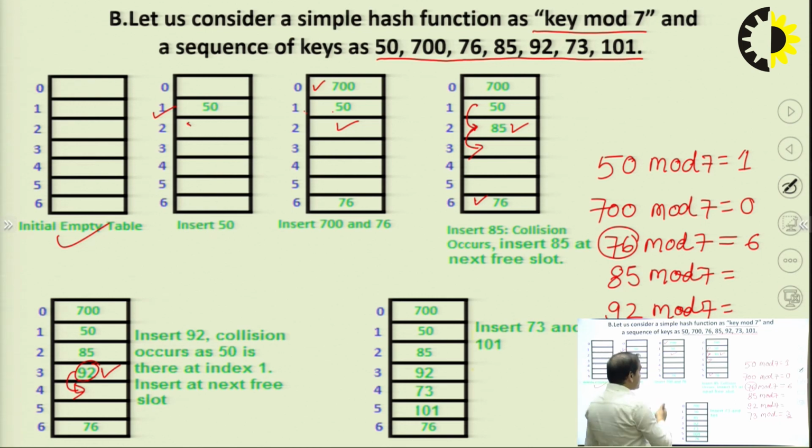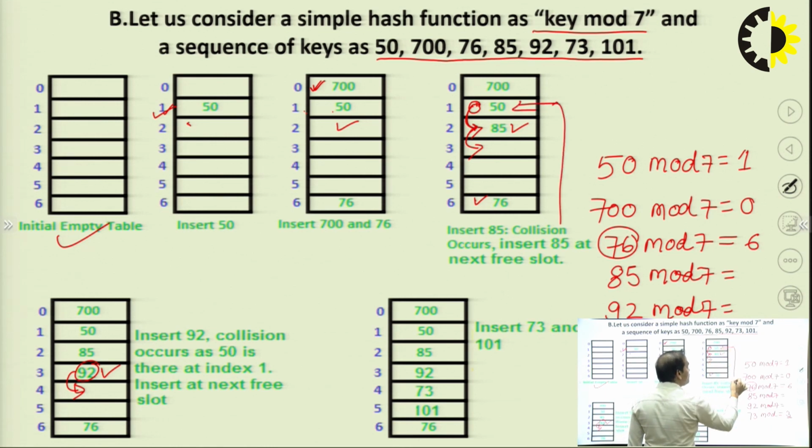We insert 50 at position 1 and 700 at location 0, but when we want to insert 85, the calculated position is 1 and position 1 is already occupied, so we insert at 2. This situation is called collision. When we want to insert at a position where data is already stored, that situation is called collision.